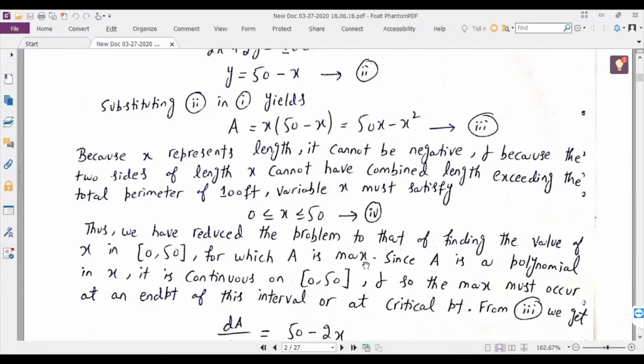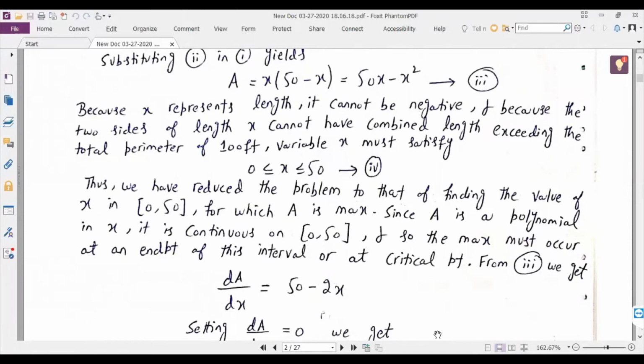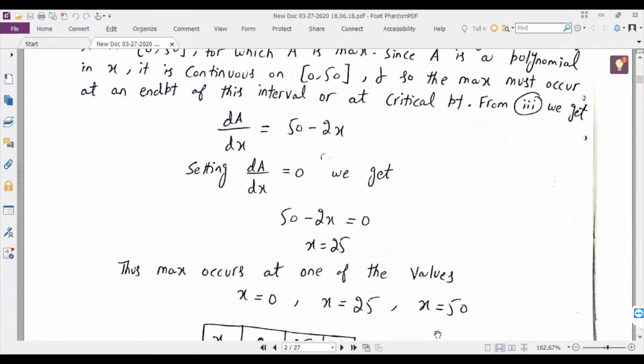And we know that if a function is continuous on a closed interval, then the function has its minimum or maximum value either at the endpoints or at the critical points. Endpoints are given here. We have to find the critical point. So we'll take the derivative of equation 3 and set it equal to 0. So we get x = 25. This critical point belongs to the interval 0 to 50, so it's the critical point.